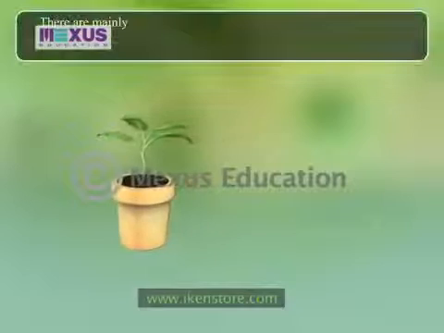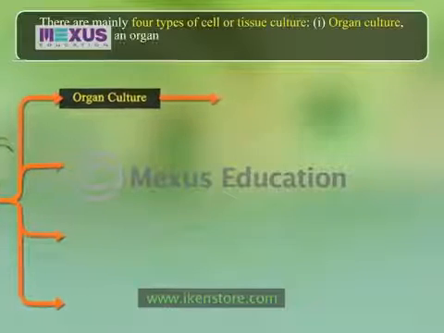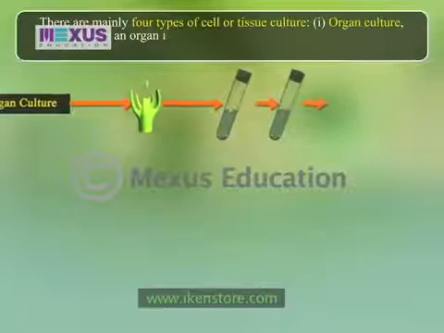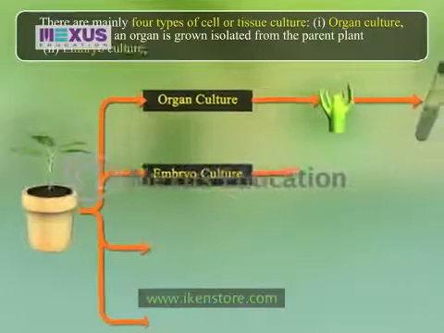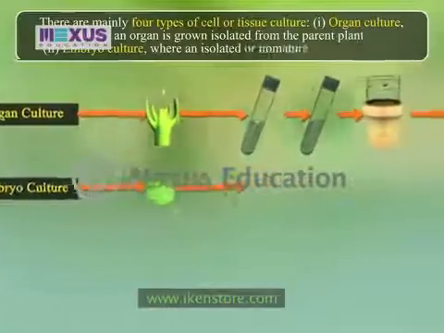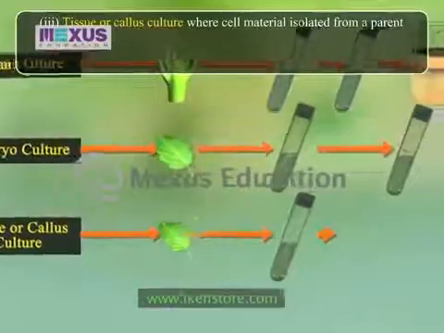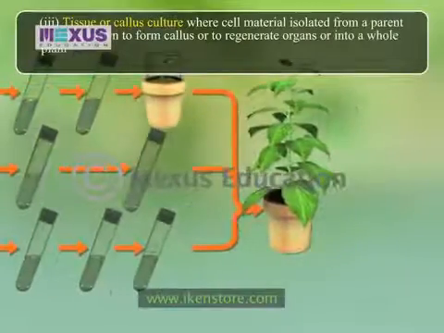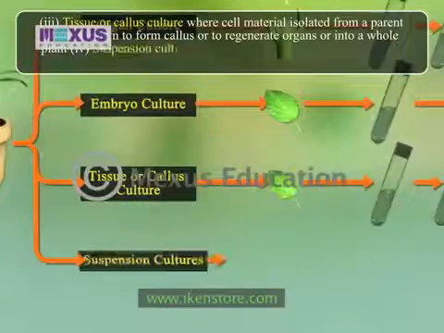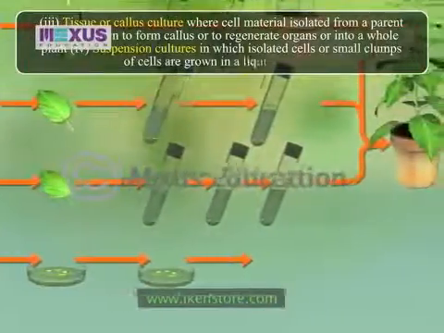There are mainly 4 types of cell or tissue culture. 1. Organ culture, where an organ, flower bud, or immature fruit is grown in isolation from the parent plant. 2. Embryo culture, where an isolated or immature embryo is grown. 3. Tissue culture, where cell material isolated from a parent plant is grown to form callus or to regenerate organs or grow into a whole plant. And 4. Suspension cultures, in which isolated cells or small clumps of cells are grown in a liquid medium.